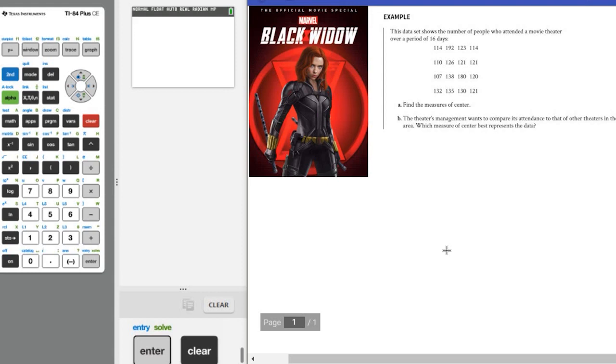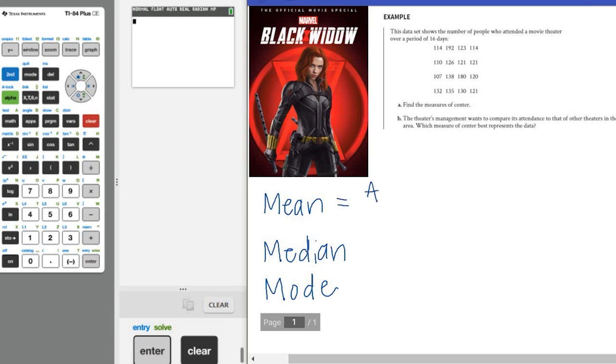So first things first, let's go through the measures of center. And remember, that's going to be the mean, the median, and the mode. To find the mean, we need to add up all the values, then we divide by the number of values. So let's go ahead and add up these values.